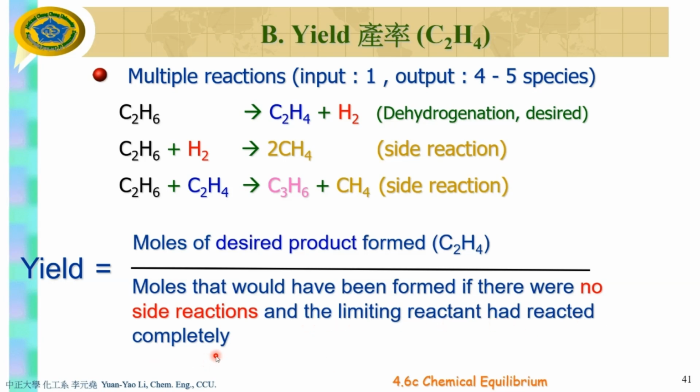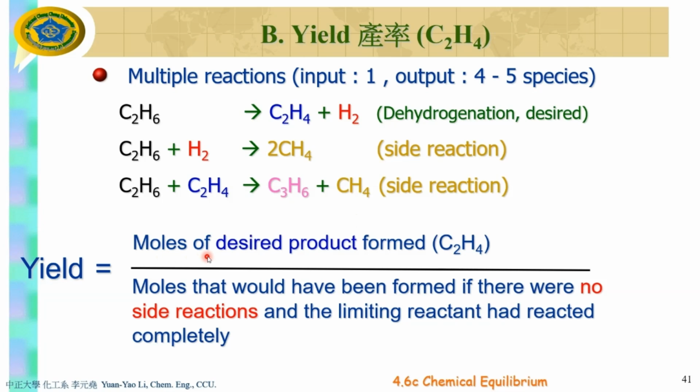What does this mean? It means assume there's no side reaction. You remove these two reactions. And this one reacts completely. There's no C2H6 anymore because the limiting reactant has reacted completely. This is the limiting reactant because here is only one chemical, right? So in order to know yield, first of all, you need to know the definition.